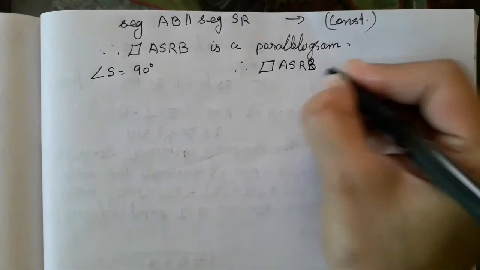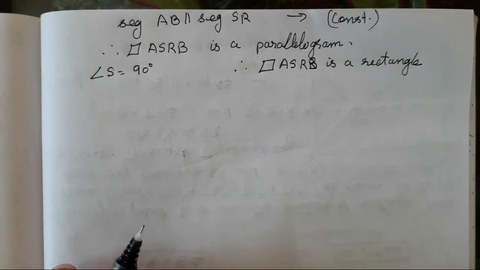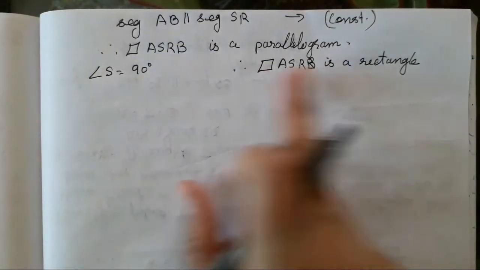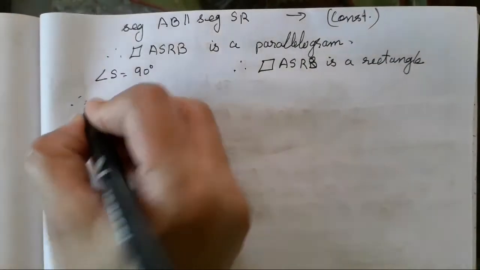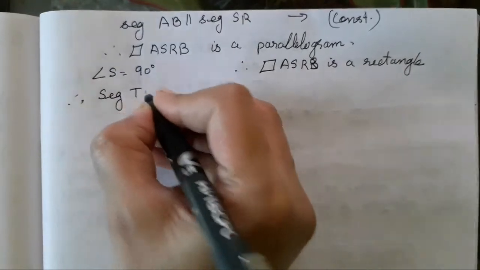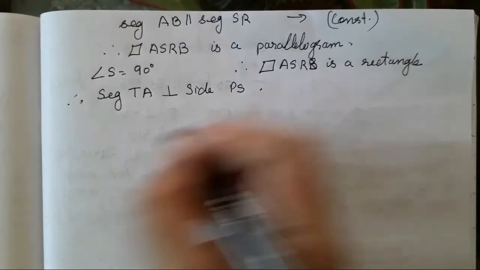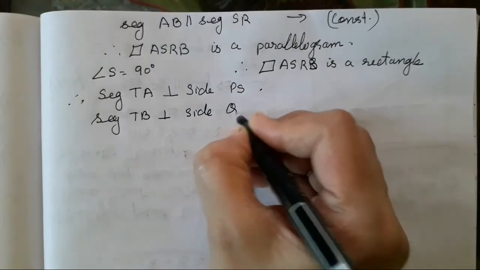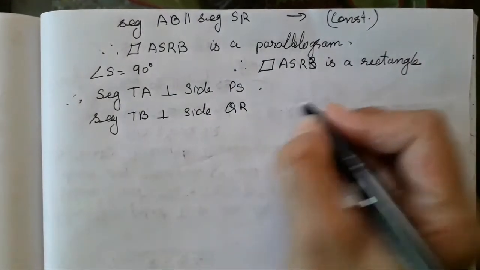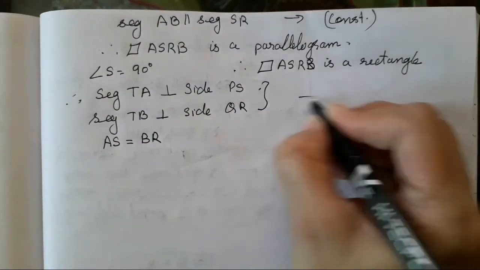ASRB is a rectangle. Got it? So from this reason we have got that this parallelogram is a rectangle, which is the main step. From this step the main points start: AT is perpendicular to side PS, segment TB is perpendicular to side QR. Therefore, from these two, AS is equal to BR. So this is going to be the first reason.